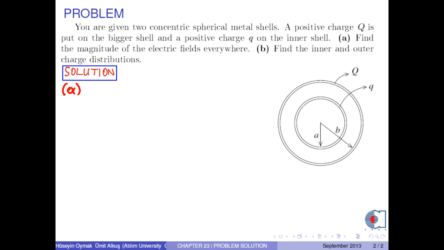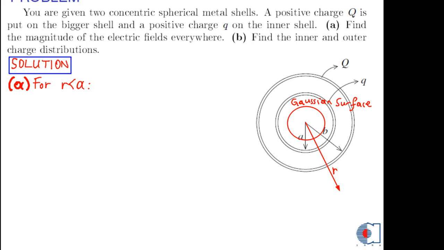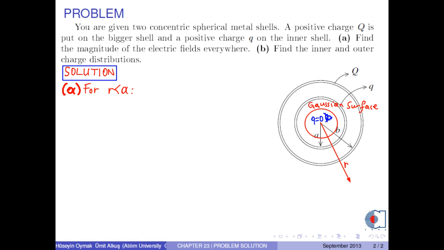If we draw the radial distance r, which is measured from the center, for the region where r is less than a, if we draw a Gaussian surface enclosing this region, and if we put an eye in this region, we see no charge. Therefore, the electric field in this region becomes 0.